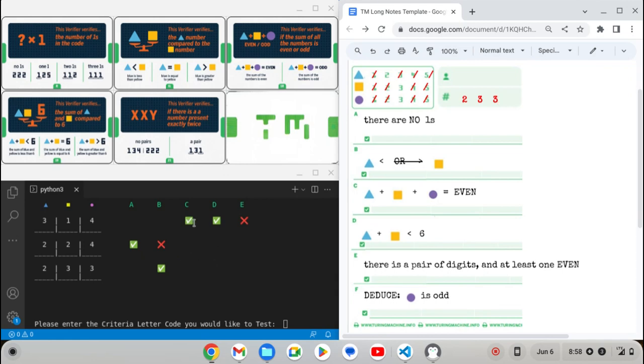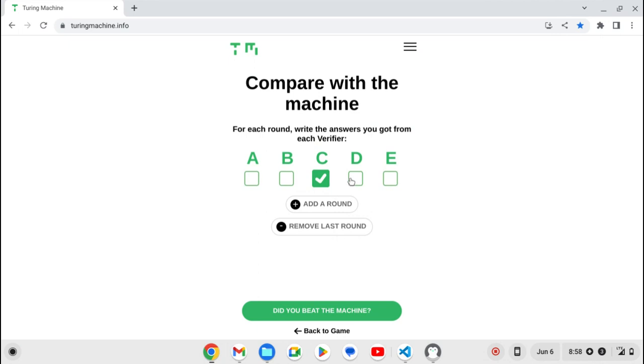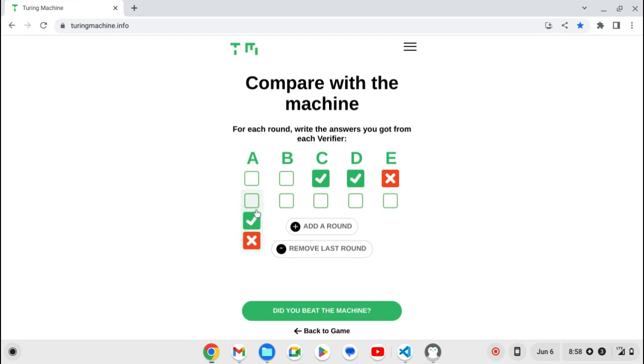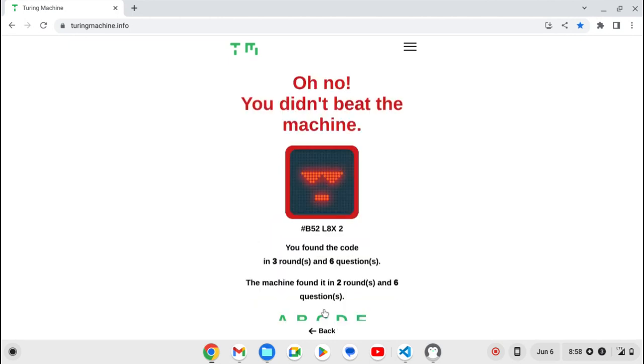All right, so the first round we did C, D, E, and the first 2 were correct, but E was incorrect. Second round, we did A and B. A was correct, but B was incorrect. And that made us have to test B again in the third round. Okay, so yeah, we did equal the number of questions, but as a sort of tiebreaker, the Turing machine did it in only 2 rounds. We did it in 3.